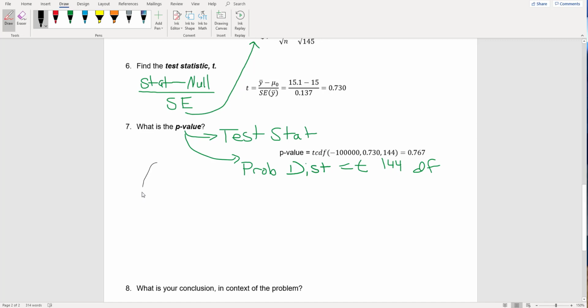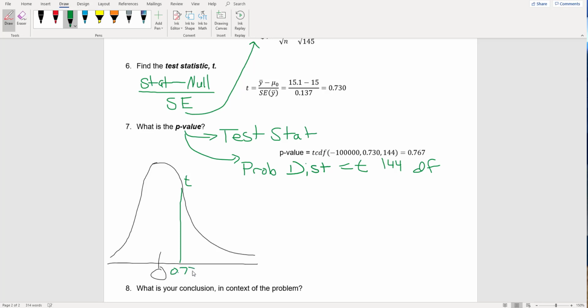We want to draw our t-distribution out and shade the area that we're looking for. So we have our t. T's are centered at 0. They're symmetric, just like a normal is. We found our test statistic to be 0.730, so that's fairly close to 0. So we'll have a line here of our test statistic of 0.730. And we want to figure out if we want the area above, below, or both tails of this t-distribution.